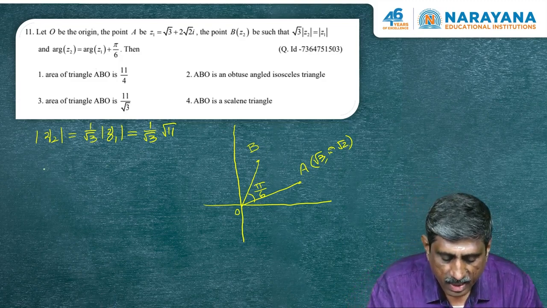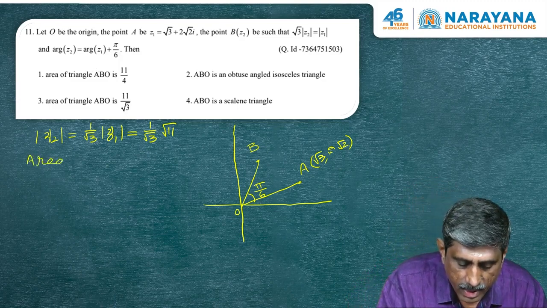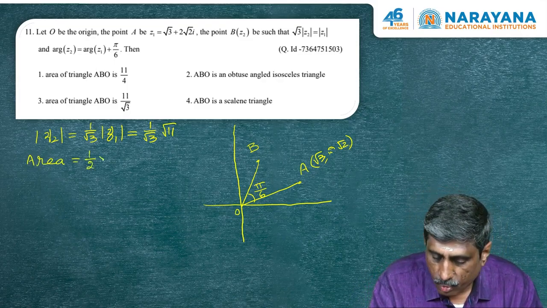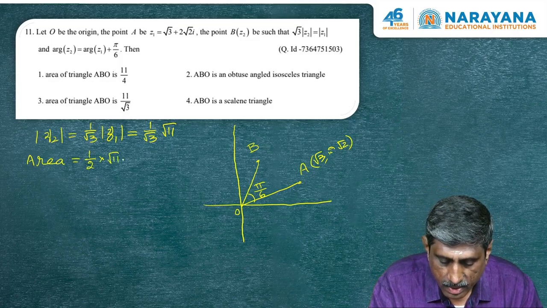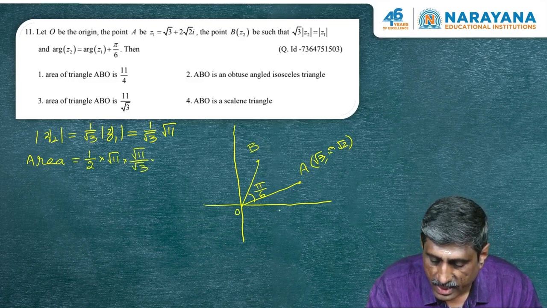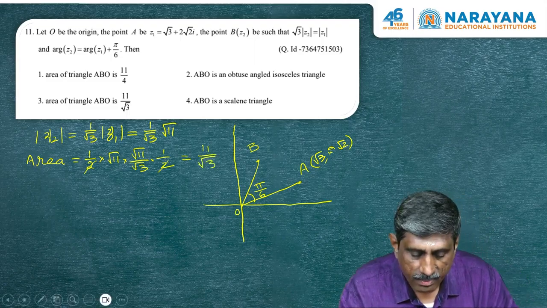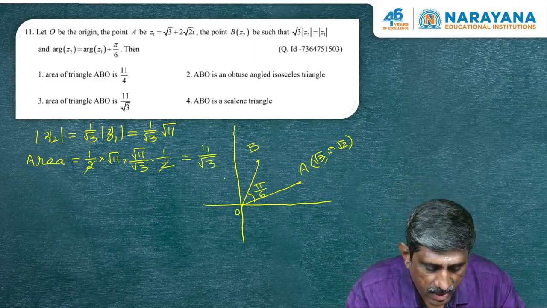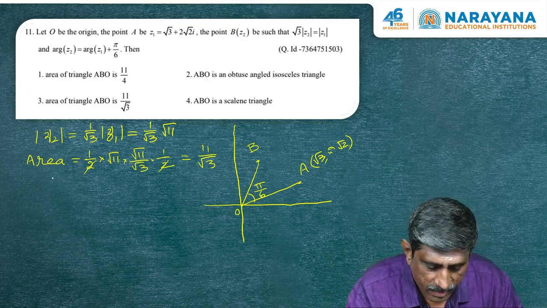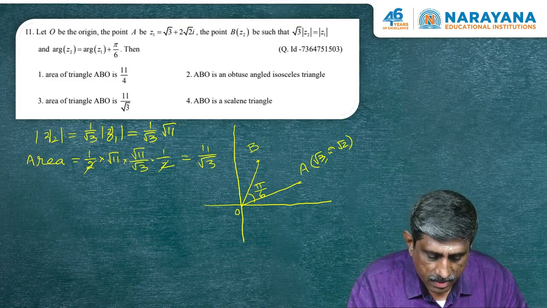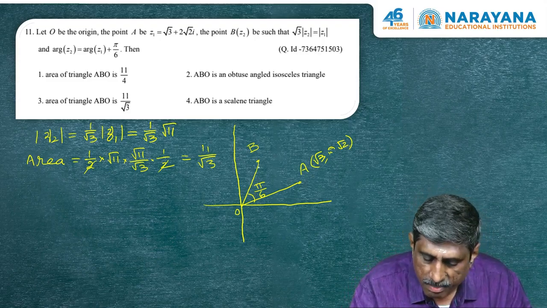When we see the area of the triangle, area of the triangle is equal to half BC sin A. It is half into OA, which is root 11, into OB, which is root 11 divided by root 3, into sin pi by 6, which is 1 by 2, and we are getting 11 by root 3. So, 11 by root 3 is the area of the triangle OAB.